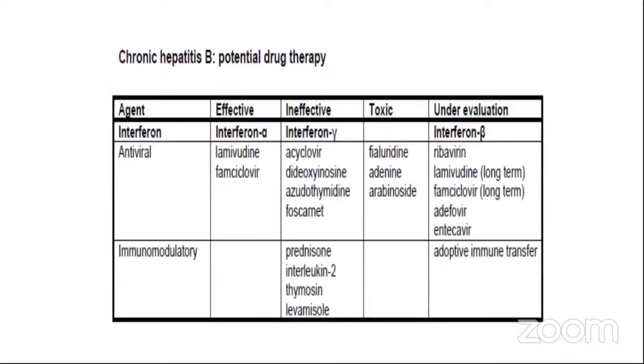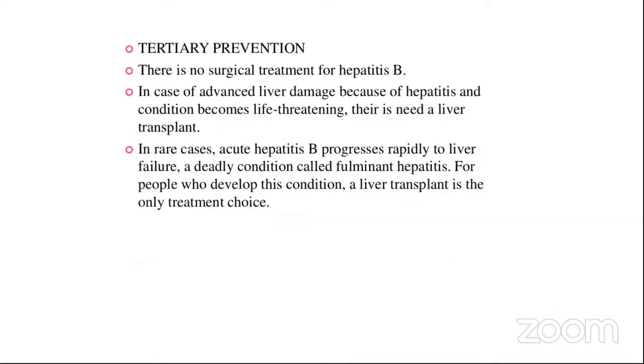Okay, so because of all that, in the treatment you can give different antiviral and immunomodulatory drugs. These are the drugs listed that can be effective to control the virus, and in this way we can stop the infection of the virus, or you can prevent it yourself. Tertiary prevention is that there is no surgical treatment for hepatitis B.